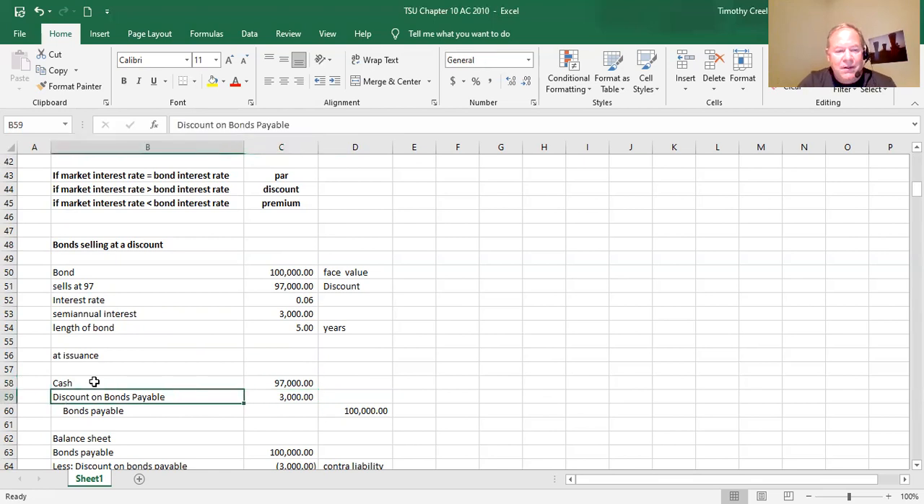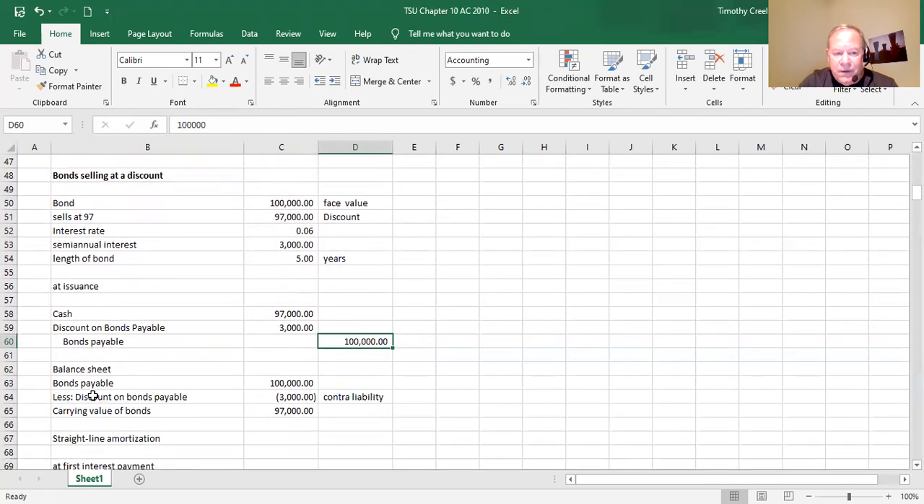Then we're going to debit discount on bonds payable for 3,000, which is the difference between that and the face value. And we're always going to credit bonds payable for whatever we have to pay back, which is the face value. So we always debit cash for the amount of cash we receive. We always credit bonds payable for the face value because that's the amount we've got to pay back when the bonds mature. And in this case, we would debit the discount on bonds payable for the difference between what we receive and what we pay back. It's a discount because we received less than the face value for these bonds.